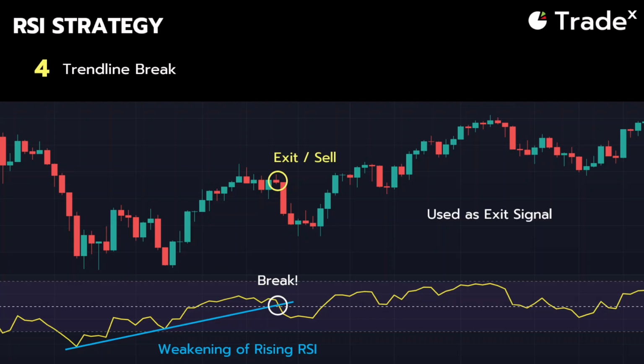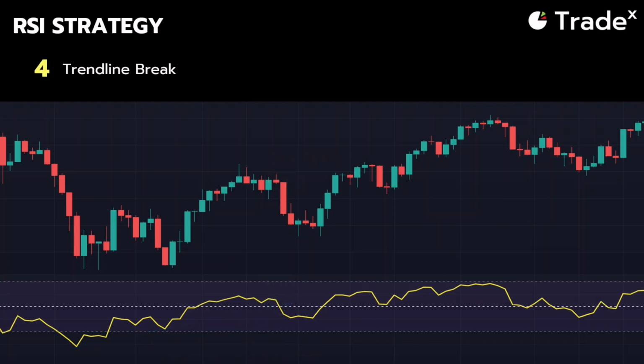In the same example, if we re-enter the position after securing profits from the previous trade, and we observe the RSI increasing again, we would follow the same approach. We would wait for signs of weakening in the RSI to indicate a potential loss of momentum. Once we detect this weakening, we can prepare to exit the position, securing additional profits and managing risk effectively.